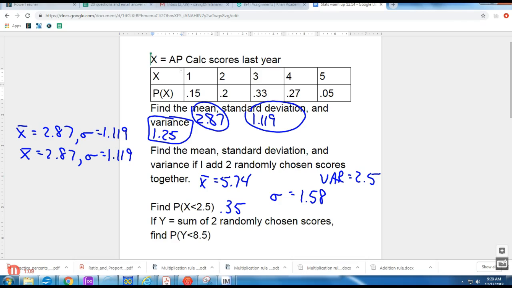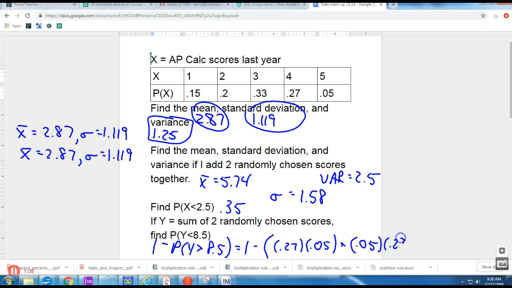I think it's easier if you find 9 and 10, add up those two probabilities, and then do what? Subtract it from 1. So I'm going to do 1 minus the probability that y is greater than 8.5, because I don't want to go through 2, 3, 4, 5, 6, 7, 8. That's a giant number of combinations. So I'm going to subtract out the probability that's greater than 8.5, so 9 or 10. So I could get a 4 and then a 5, or a 5 and then a 4, or a 5 and then a 5. And then if you do 1 minus all of that stuff, you'll get your answer.